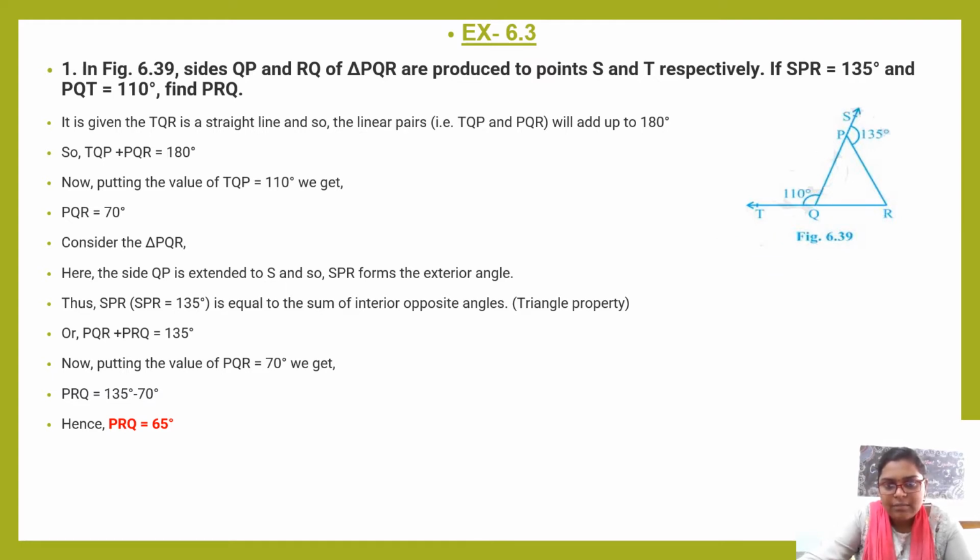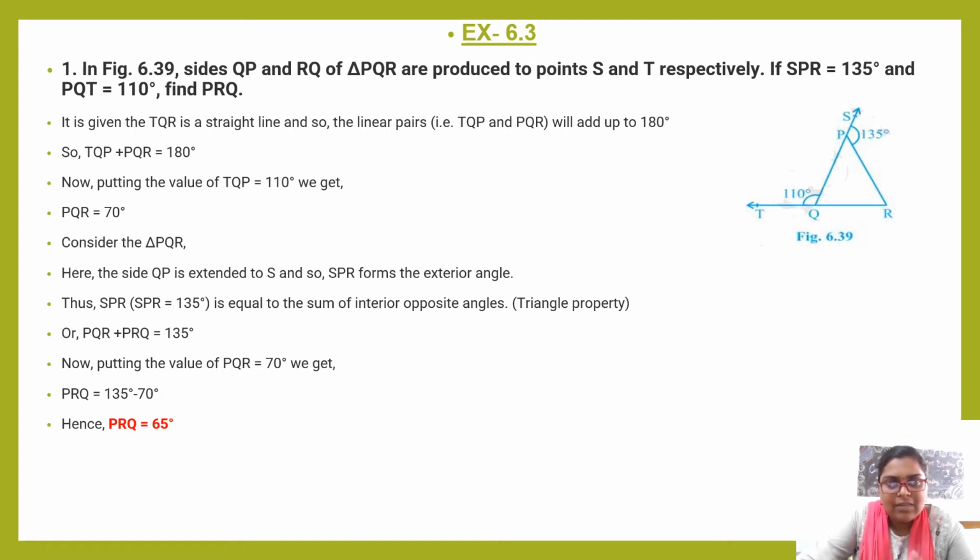So listen here, SPR, they have given, is 135 degree. Next, PQT is equal to 110 degree. So PQT, this is 110 degree they have given. What we have to find? Find PRQ. This angle we have to find. Okay, now this is our question. So let's see how we are going to do it.